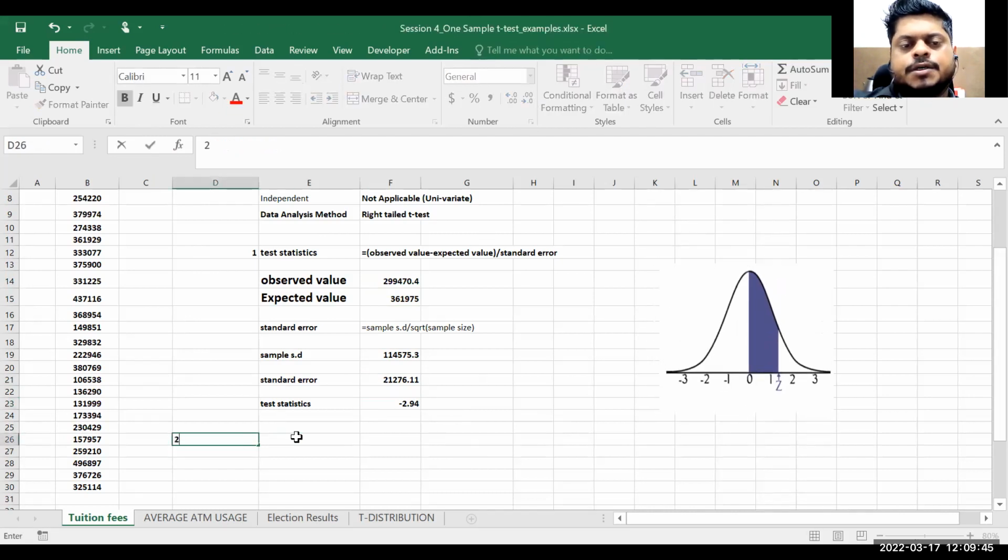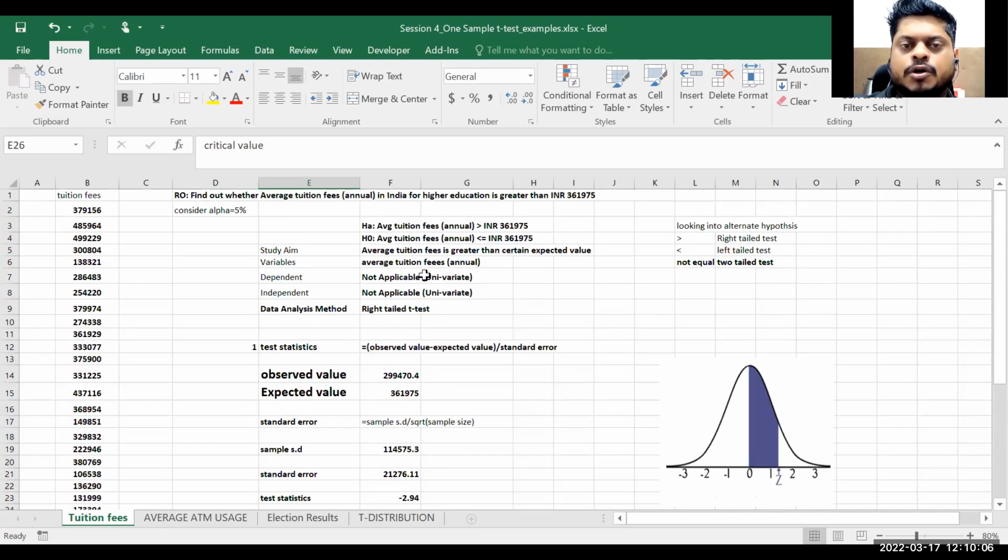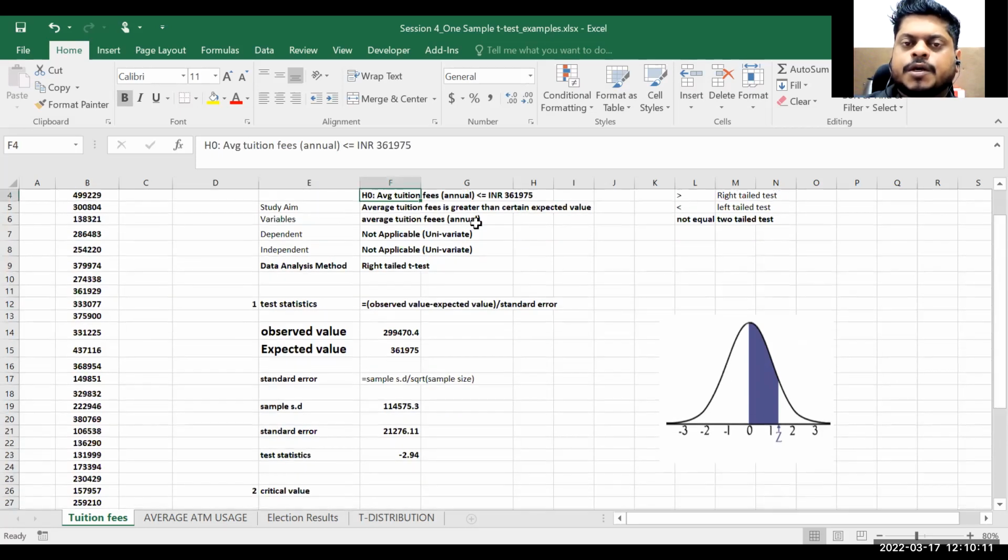Then now the next is critical value. So what is the meaning of critical value? Critical value is something which provides a boundary for your null hypothesis. In any hypothesis test we start with the initial assumption that null hypothesis is true. So what is my null hypothesis? Average tuition fees is less than equal to 361,975, right? Remember the terminology in my null hypothesis. So if I believe that to be true, my critical value provides a limit to that.